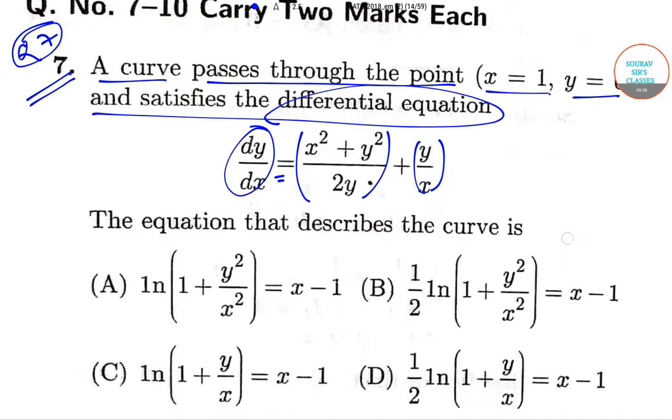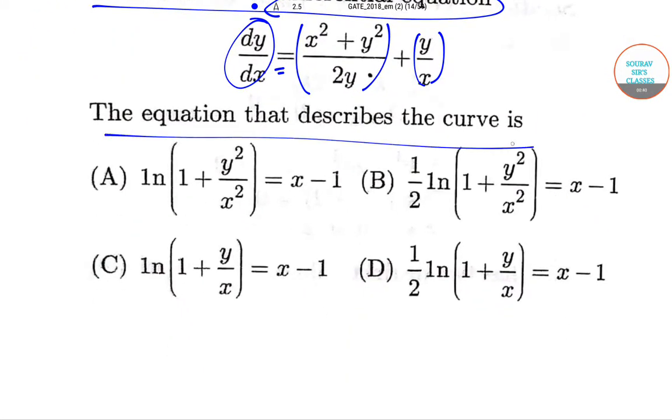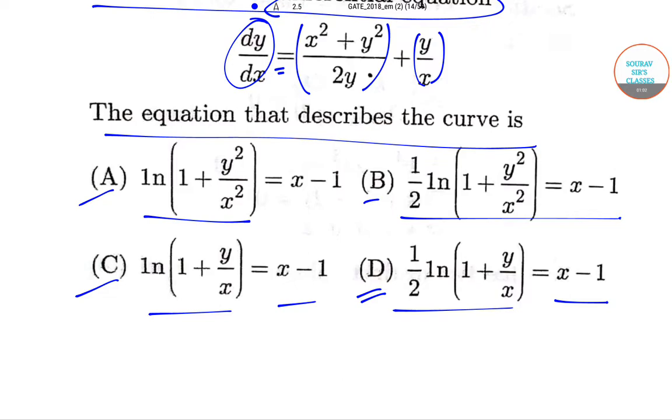Now the equation that describes this curve is option A, ln of 1 plus y square by x square is equal to x minus 1. Option B is 1 by 2 into ln of 1 plus y square by x square is equal to x minus 1. Option C is ln of 1 plus y by x is equal to x minus 1. And option D is 1 by 2 into ln of 1 plus y by x is equal to x minus 1. So these are the four options.